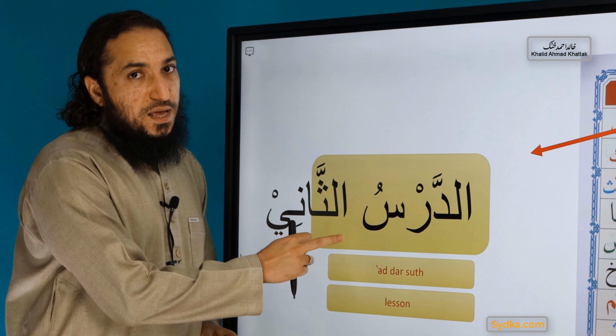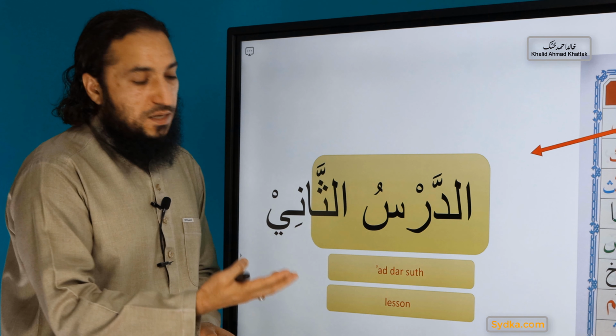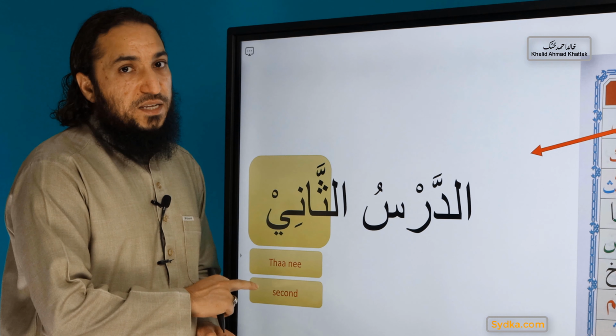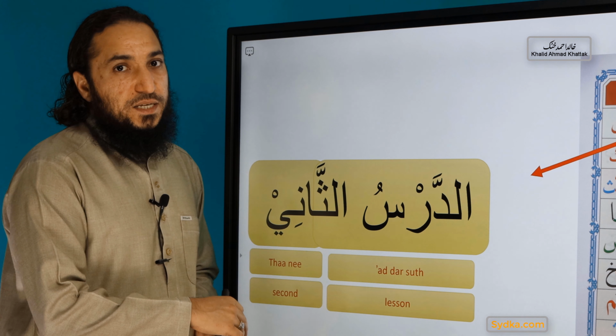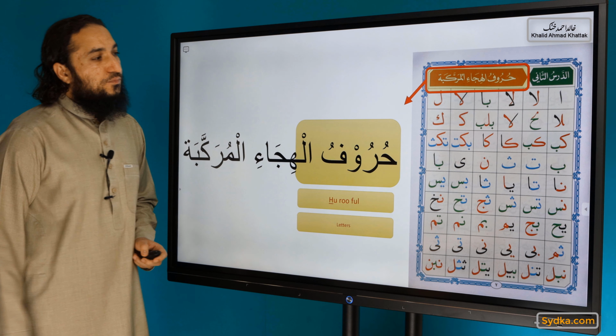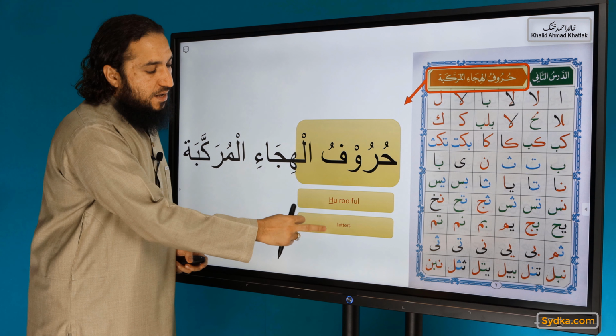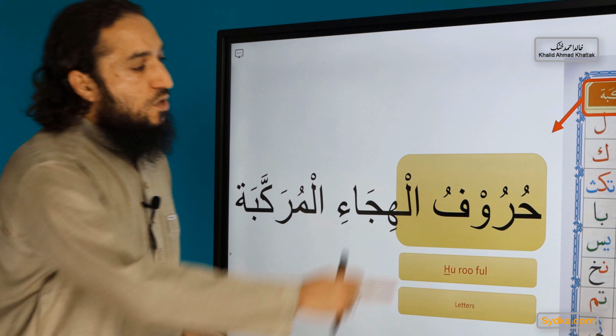Ad-darsu means lesson. Thani, that's second. Ad-darsu thani, the second lesson. Okay, as for huruf, that's a transliteration again, and then the meaning, the letters.